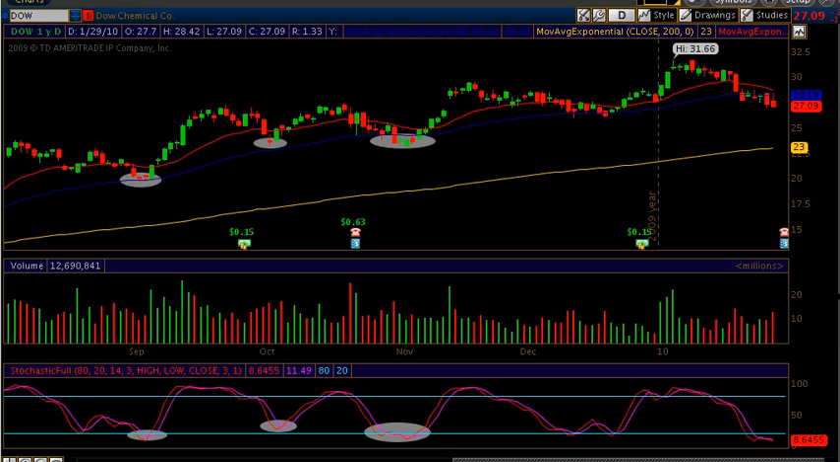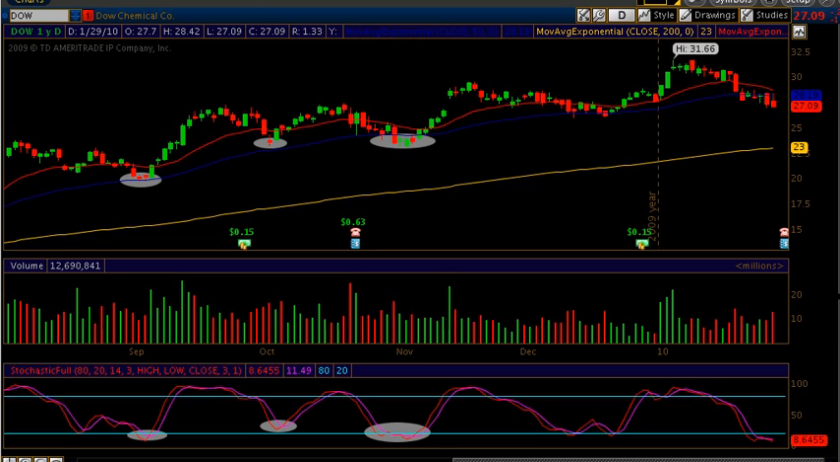As we noticed, Dow Chemical pulled back in September. Around the 1st of September, it pulled back to the 50 period moving average. If you look at the first gray area, it pulled back to the 50 EMA. And if you look down at the stochastics, the stochastics were oversold. It went down below the 20 mark, which is the bottom teal line.